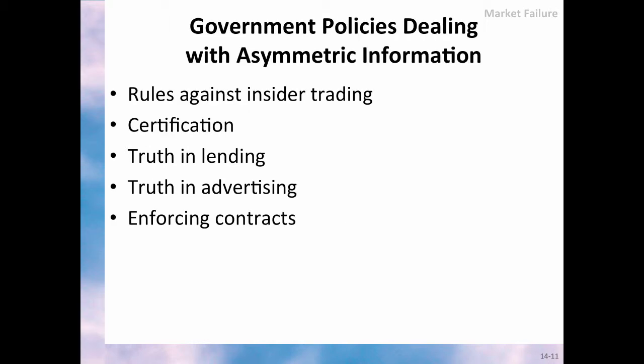This is why governments must implement a series of policies to deal with asymmetric information, which include, for example, rules against insider trading, certification rules, regulations for truth in lending and truth in advertising, and also providing the legal structure for the enforcing of contracts. Please check your textbook for an expanded explanation.